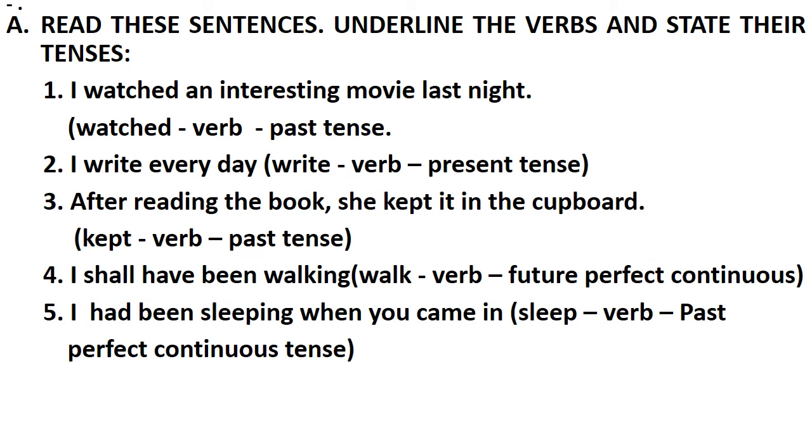Now moving on to the 4th sentence. I shall have been walking. Here walking is derived from the verb walk, and I shall have represents future perfect continuous, because ing has been added with walk and will has changed into shall, and have represents the perfect tense. So the sentence is future perfect continuous tense.